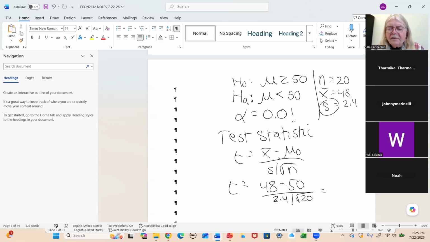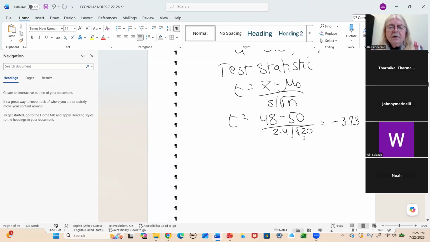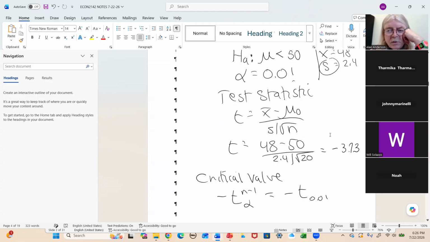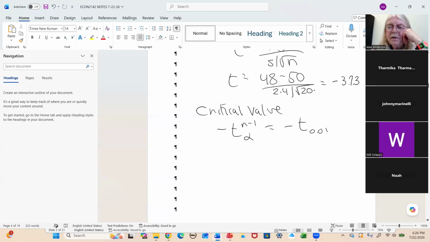It's negative 3.73, which is quite small. For the t distribution, that is a very, very negative number. The critical value, there's only one because it's a left-tailed test. And remember, in this part of the book, we're using n minus 1 for our degrees of freedom. So the alpha was given to us as 0.01, and the sample size was 20. So we have 19 degrees of freedom.